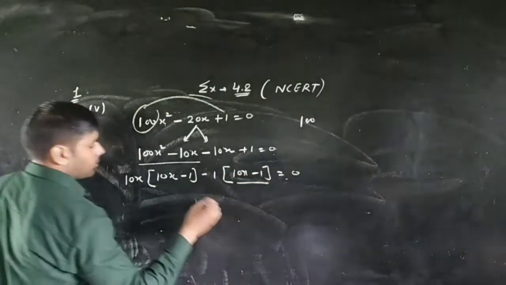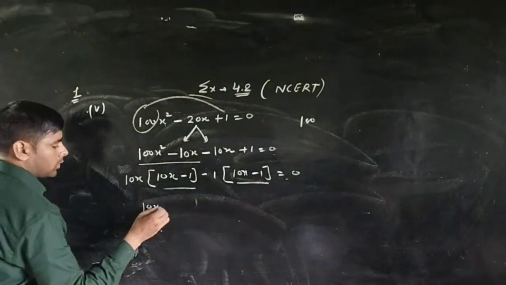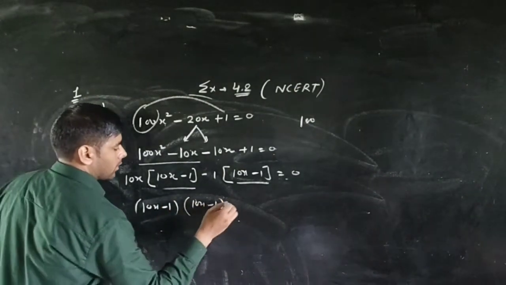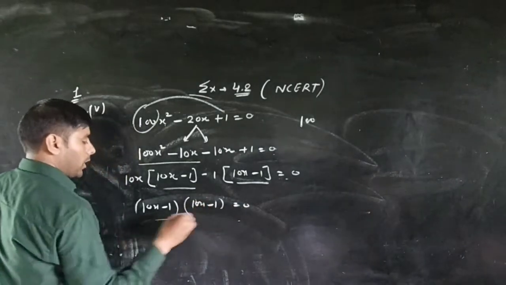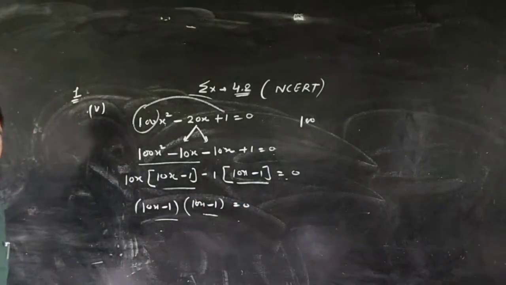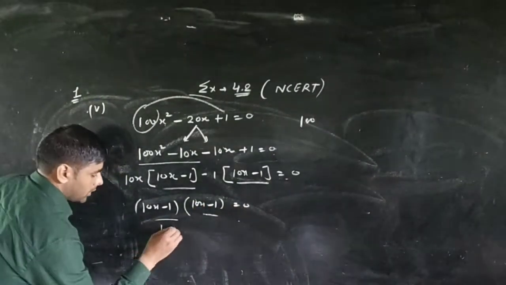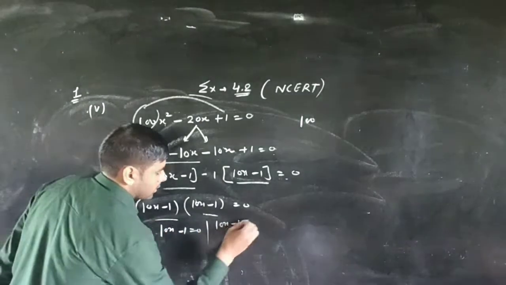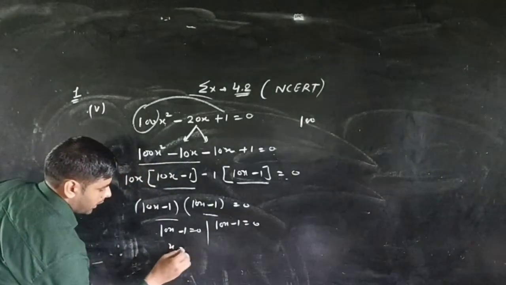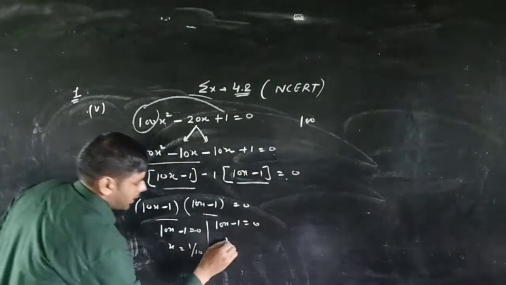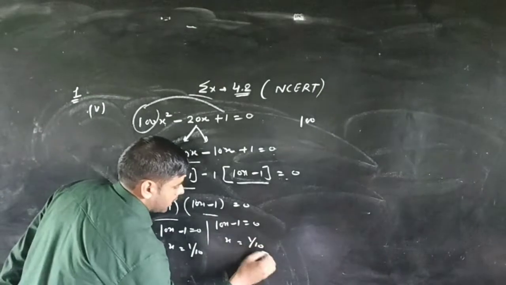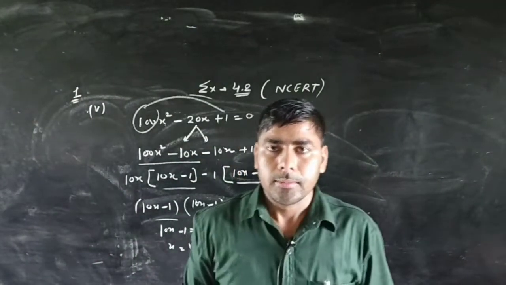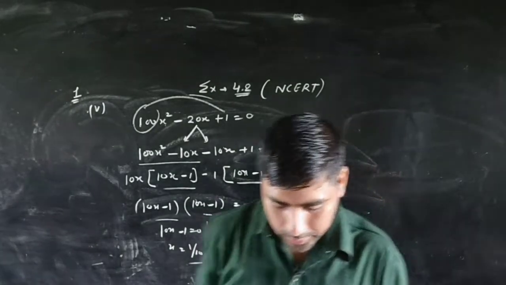Now 10x minus 1 is common, so 10x minus 1 is equal to 0. The product of two numbers is equal to 0, so either 10x minus 1 equals 0 or 10x minus 1 equals 0. From here x equals 1 by 10, and from here x equals 1 by 10 also. This is the answer. Next question.